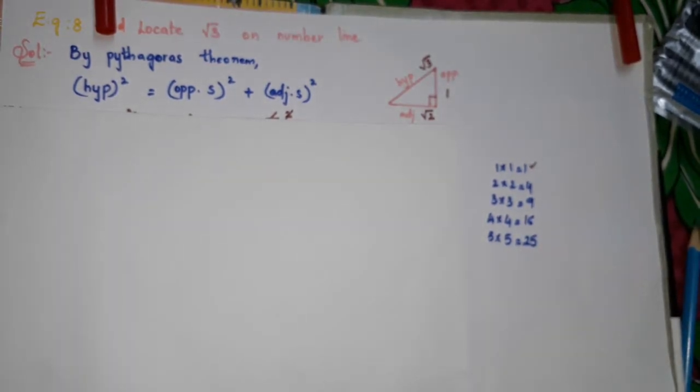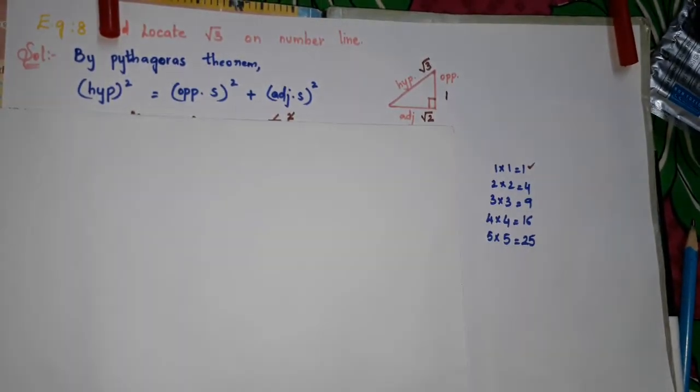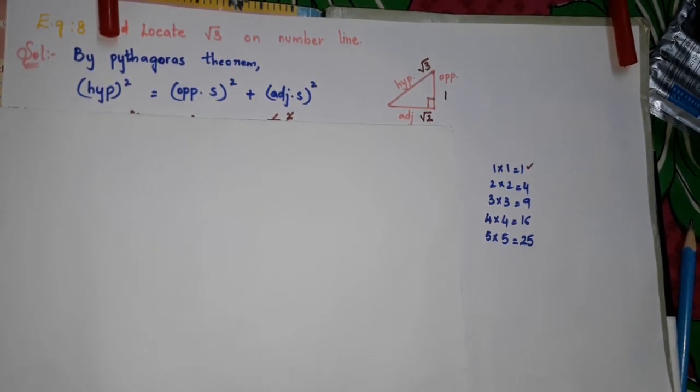Just now we have discussed locating root 2 on the number line. Yes or no, children? Now in this video we are going to locate root 3 on the number line. It is a little bit different from that sum. First, we have to use the same process, the Pythagoras theorem.